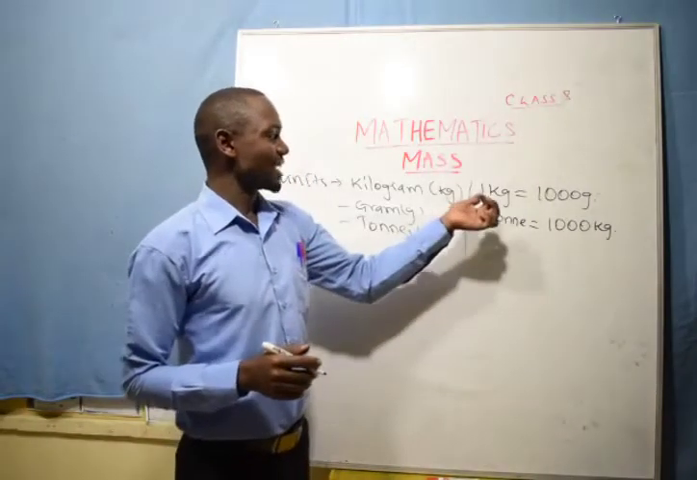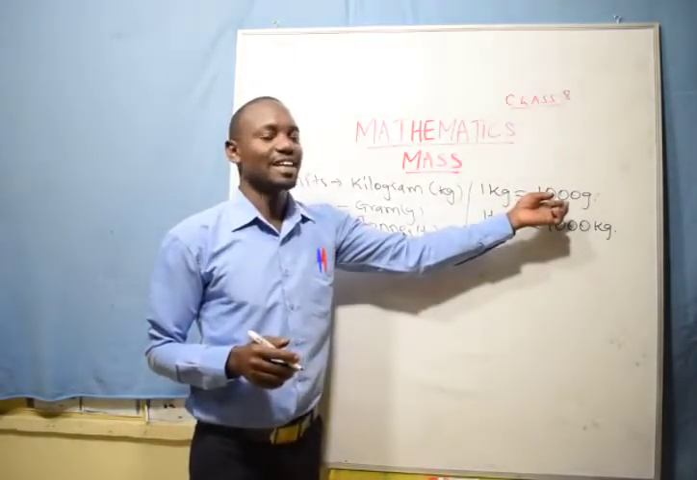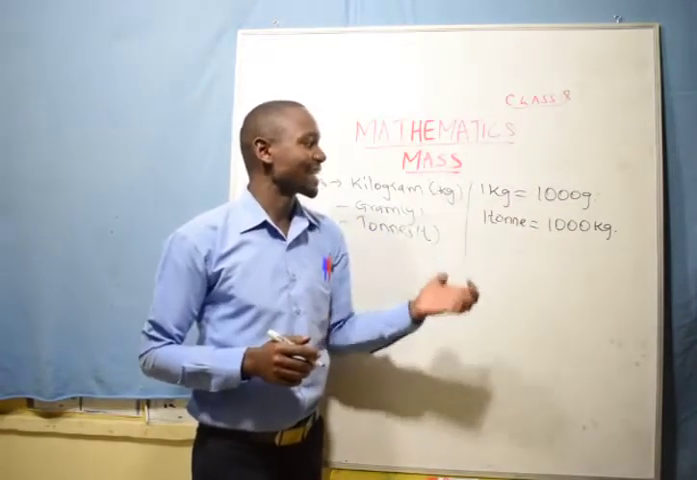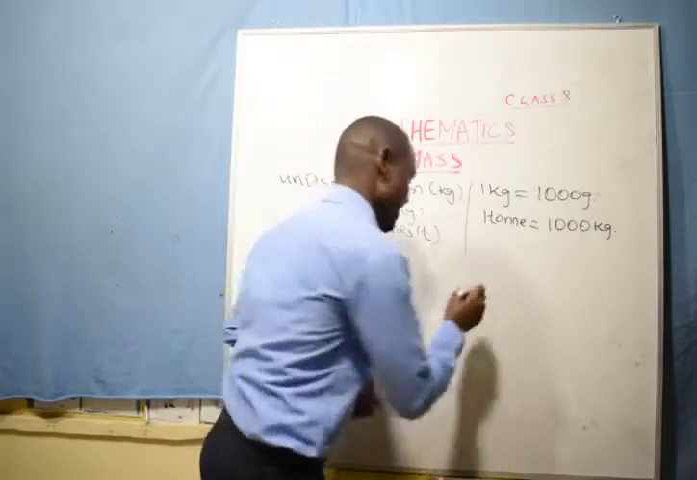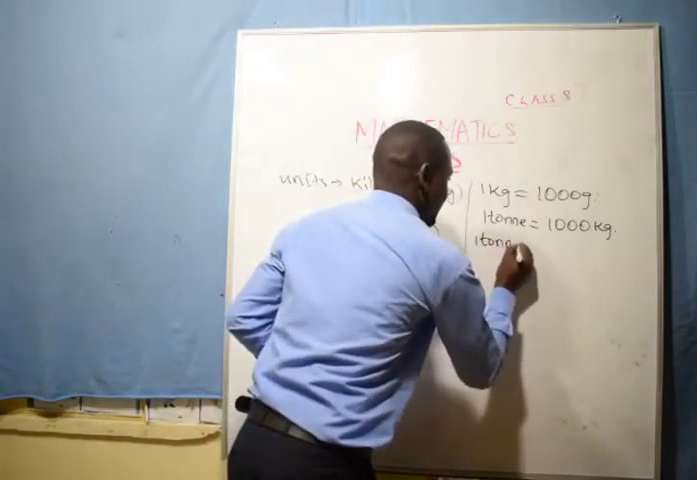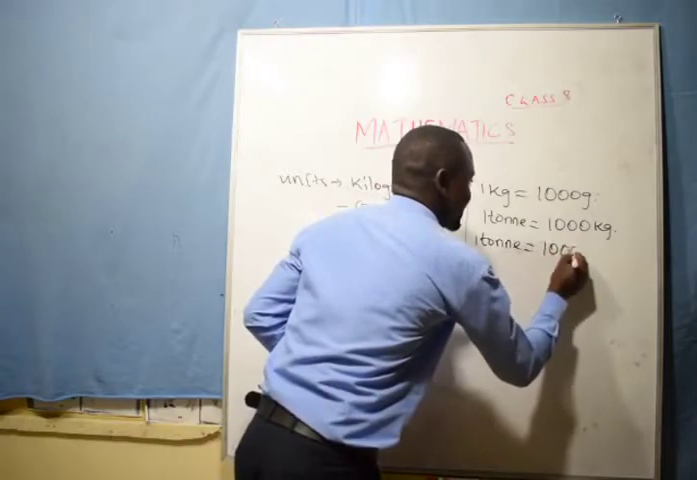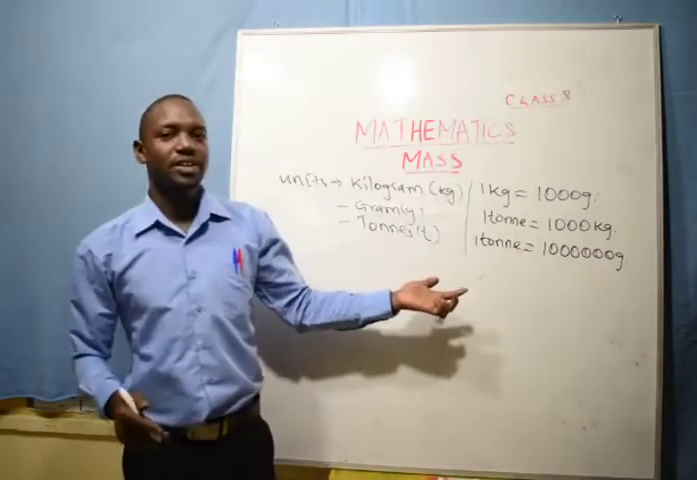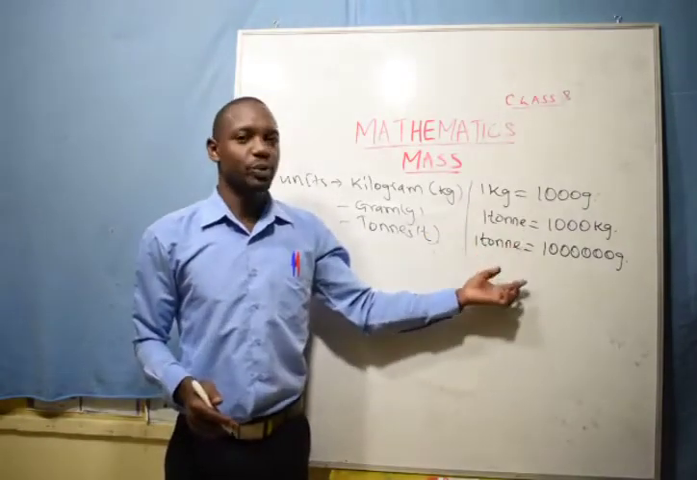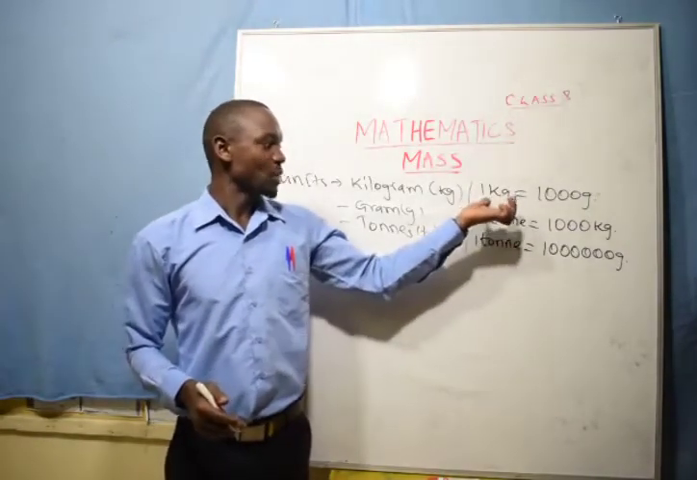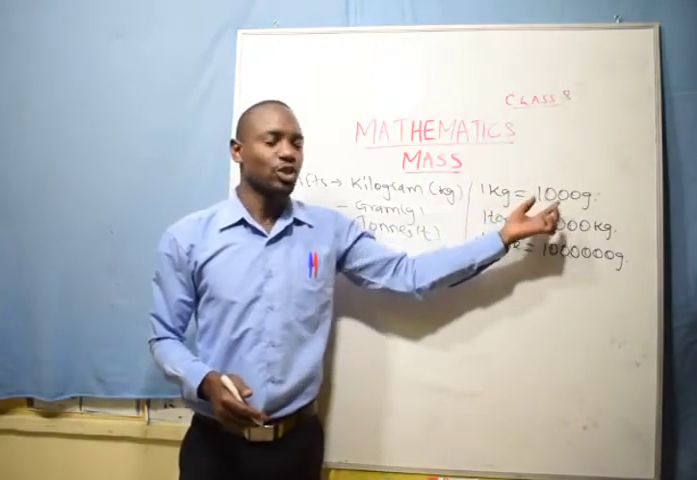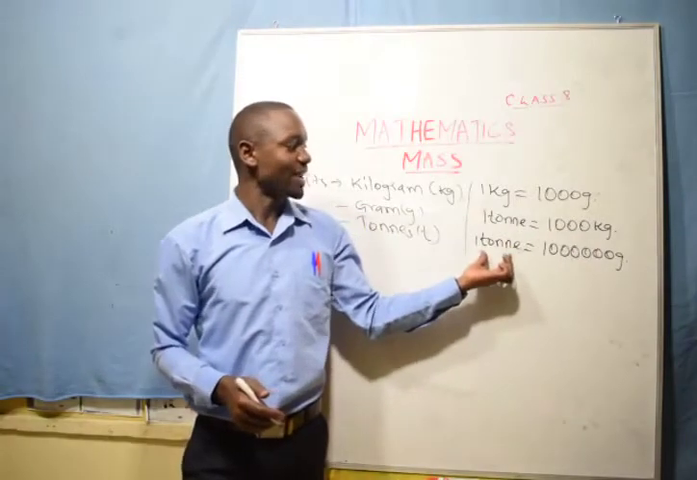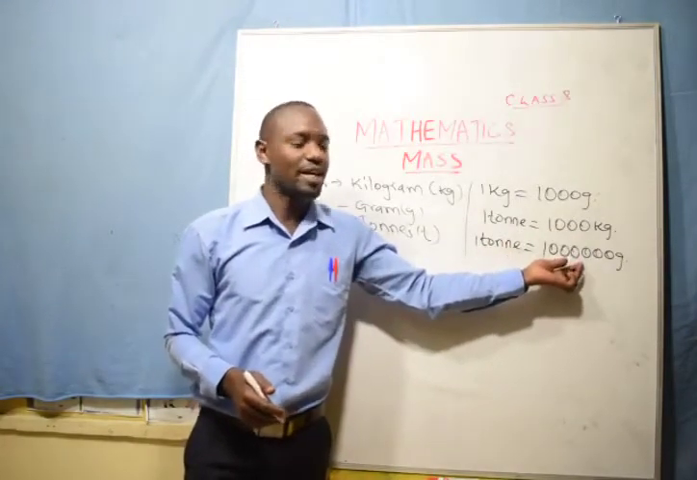So, if 1 kilogram is equal to 1,000 grams and 1 ton is equal to 1,000 kilograms, how many grams will make 1 ton? We say 1 ton is equal to 1 million grams. That is the relationship between the units of mass: 1 kilogram is 1,000 grams, 1 ton is 1,000 kilograms, and therefore 1 ton is 1 million grams.